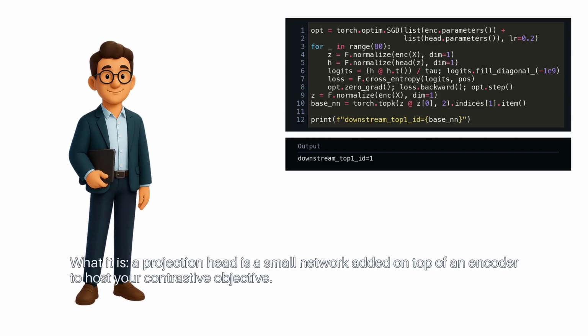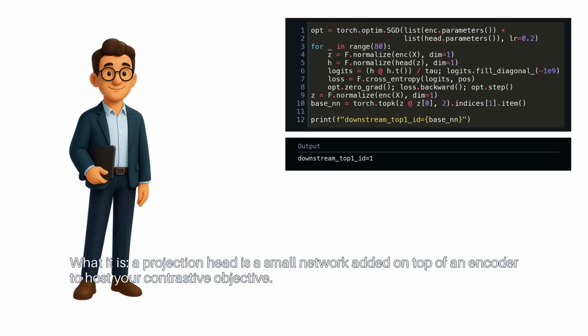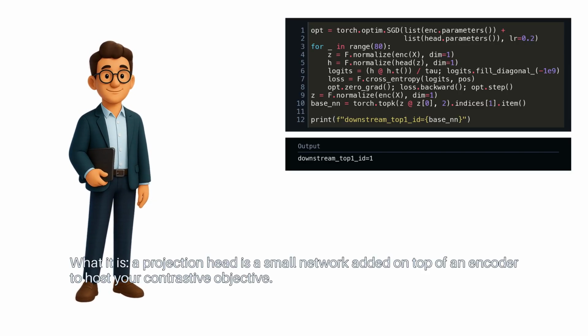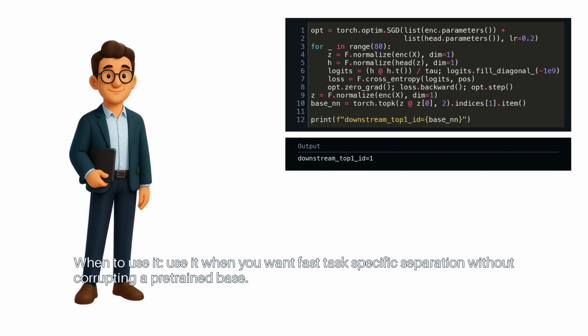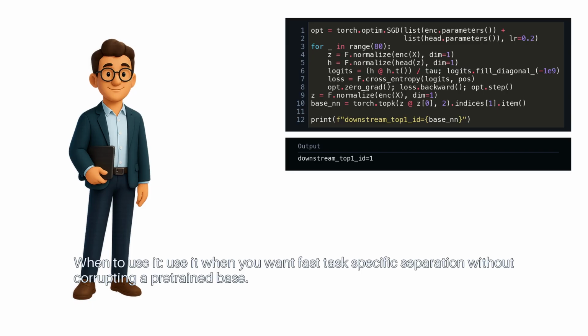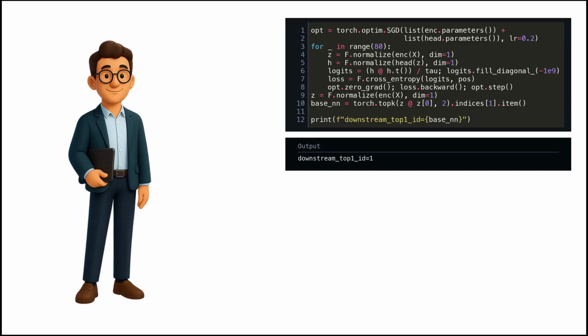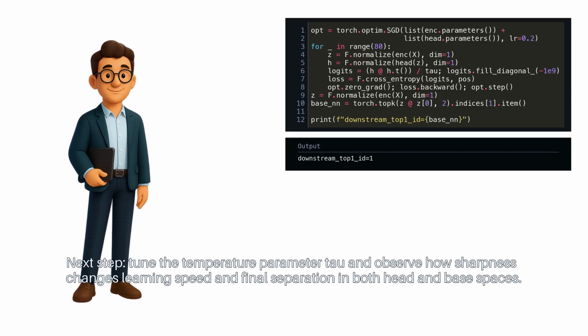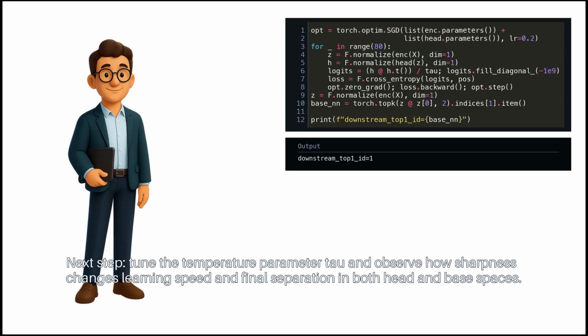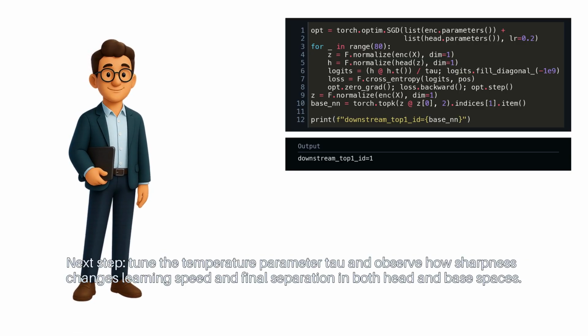Recap. What it is. A projection head is a small network added on top of an encoder to host your contrastive objective. When to use it. Use it when you want fast, task-specific separation without corrupting a pre-trained base. One caveat. If you need the base itself to change for downstream tasks, training only the head will not be enough. Next step. Tune the temperature parameter tau and observe how sharpness changes learning speed and final separation in both head and base spaces.